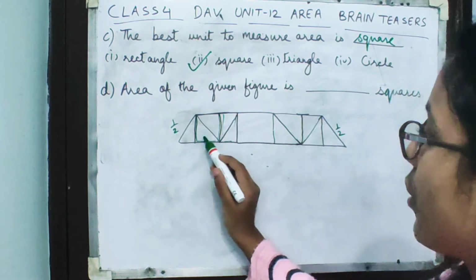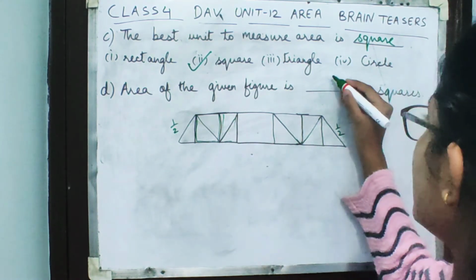So in total we are having what? 1, 2, 3, 4, 5, 6 squares. We'll have 6 squares.